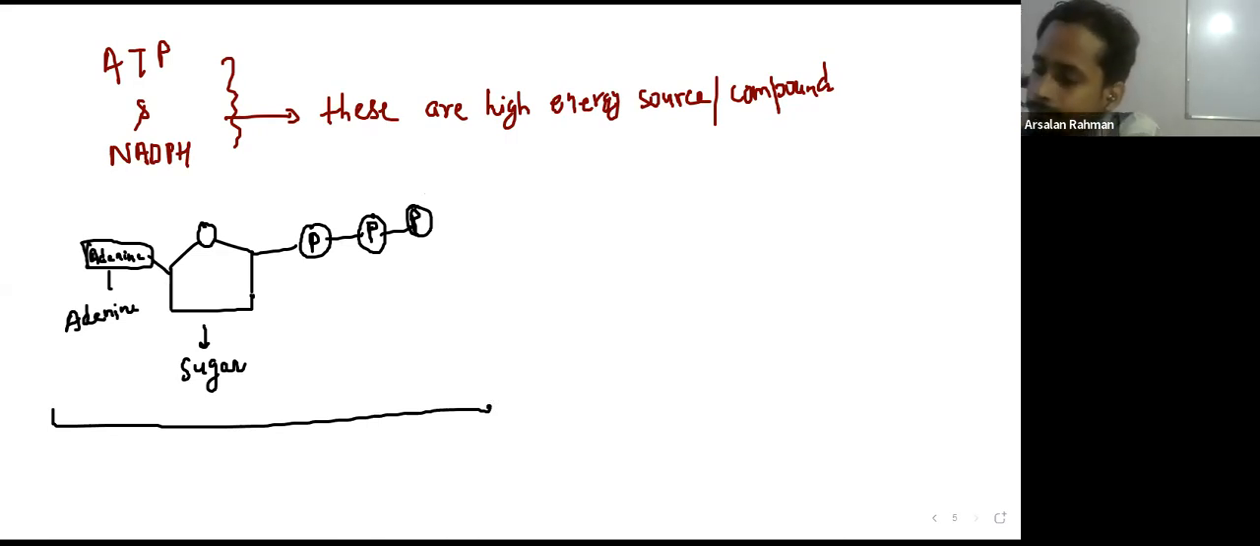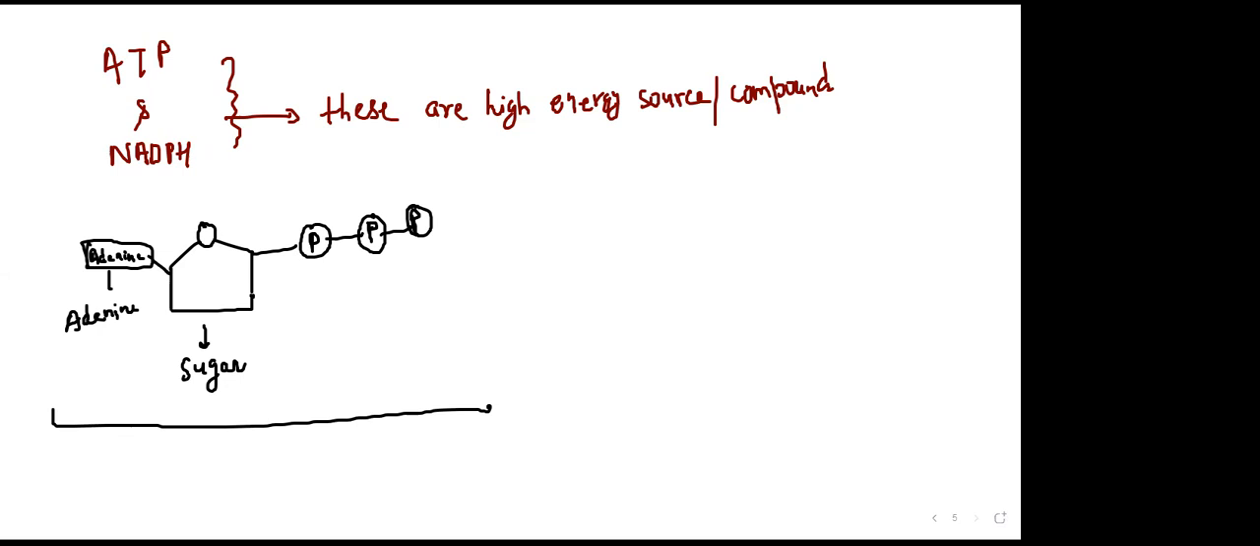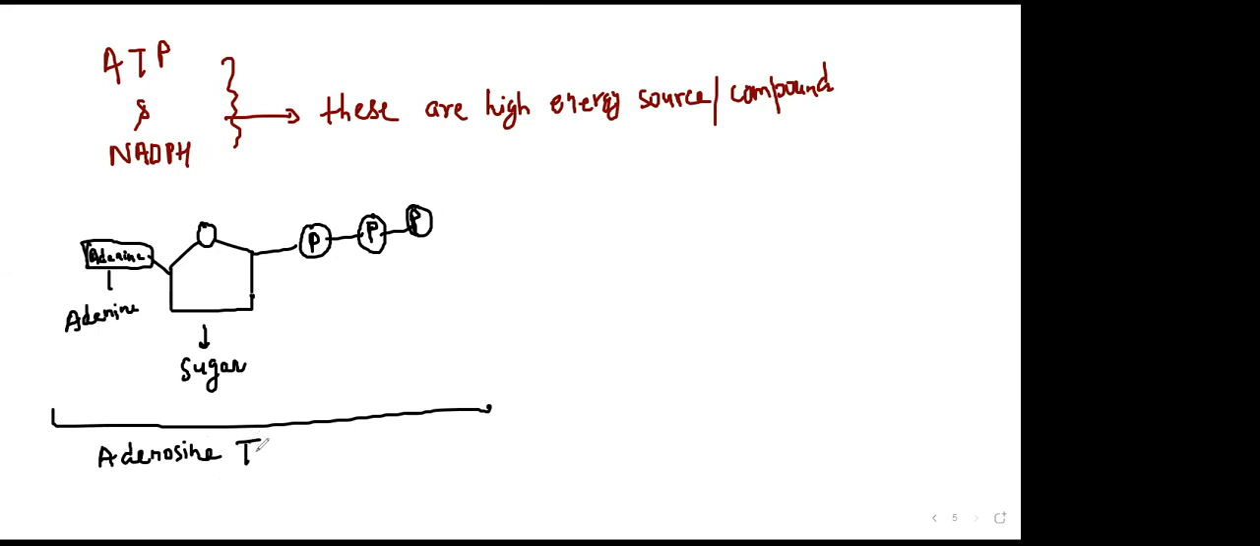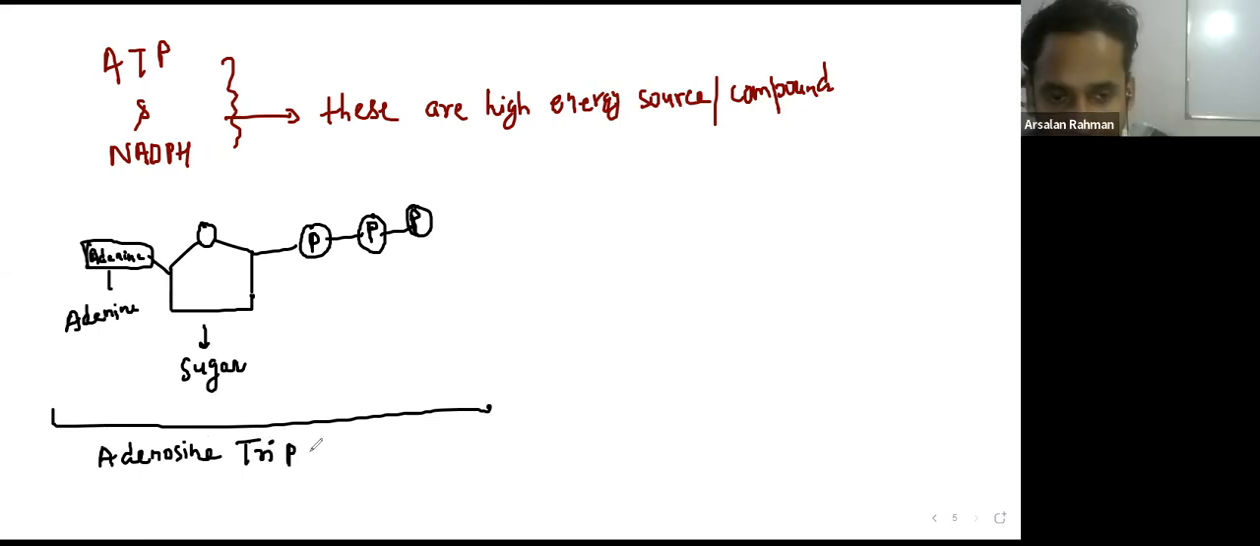What is the full form of ATP? Adenosine. Very good. You must remember the full form of ATP because now you are in 10th, and the syllabus requires the full form of ATP. Adenosine. How many phosphate can you see here? Three. Adenosine triphosphate. Understood?